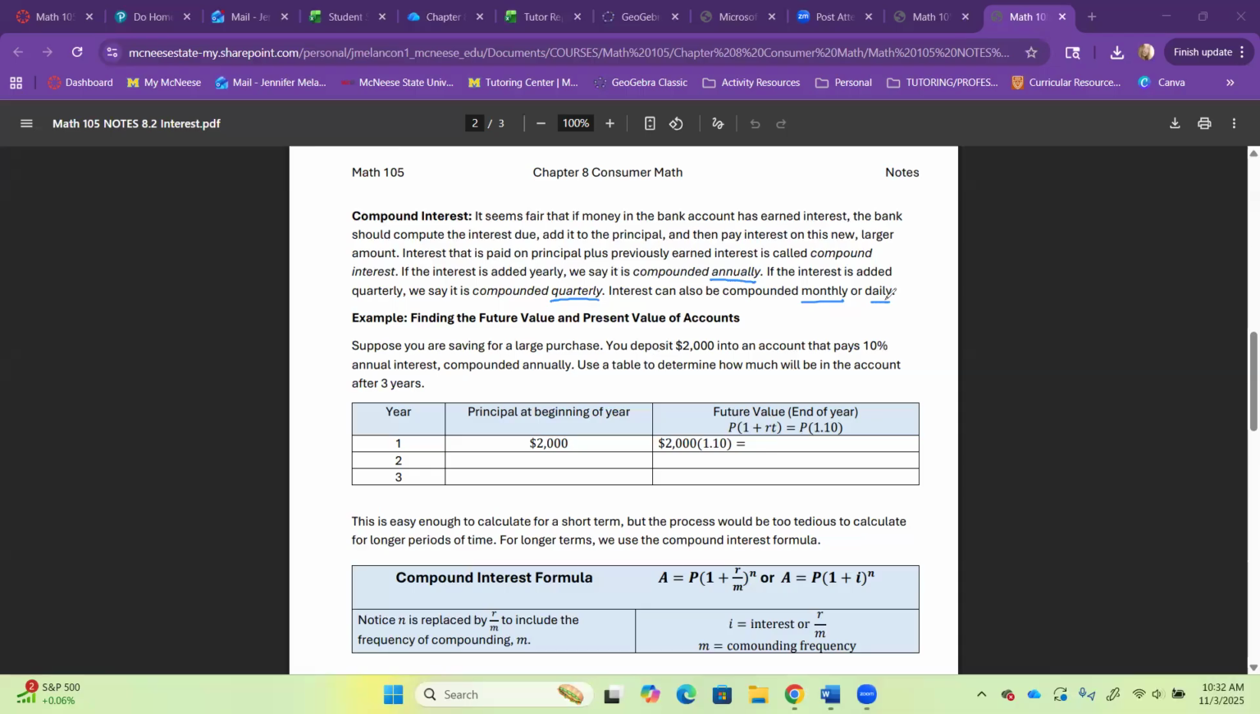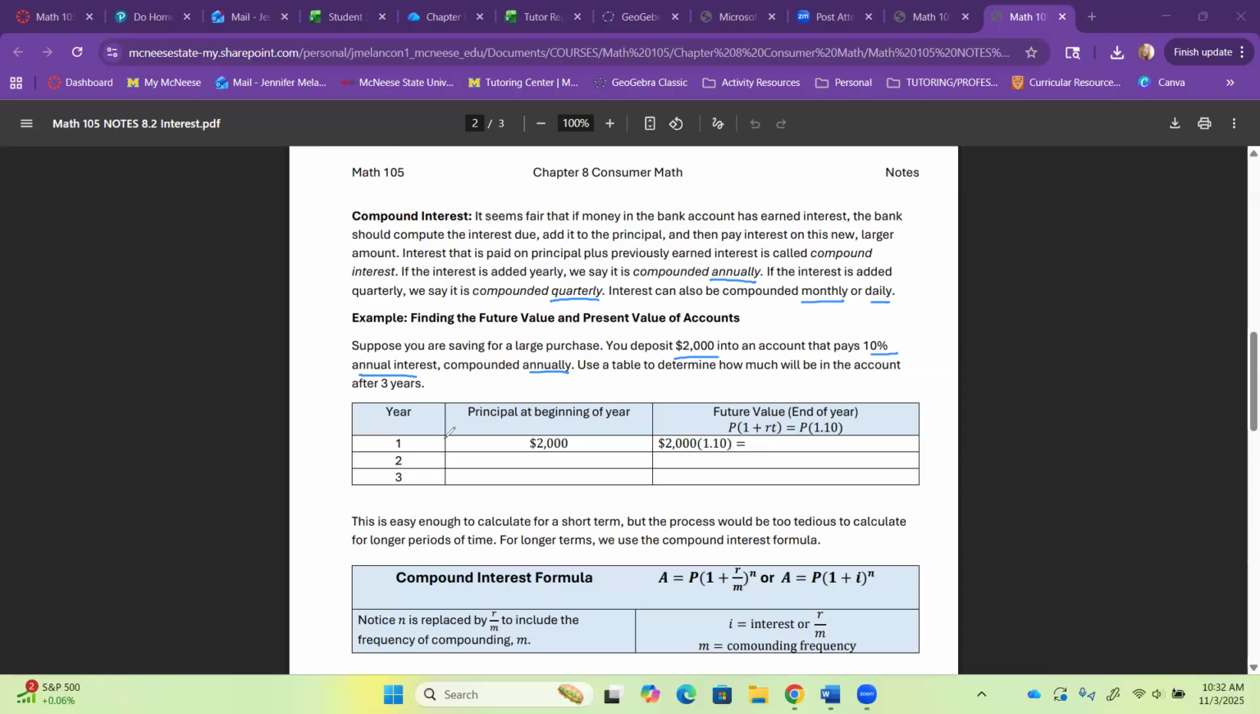Something to consider, which we'll look at more in the future. All right, so suppose you're saving for a large purchase. You deposit $2,000 into an account that pays 10% annual interest, compounded annually. So that just means one time a year. Use a table to determine how much will be in the account after 3 years.